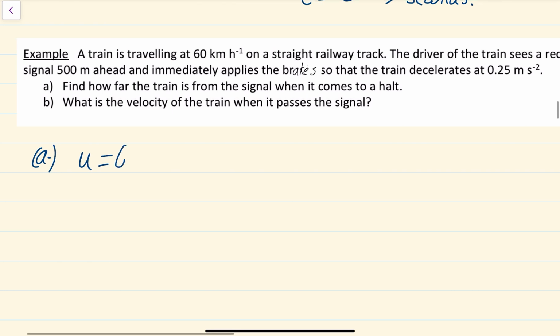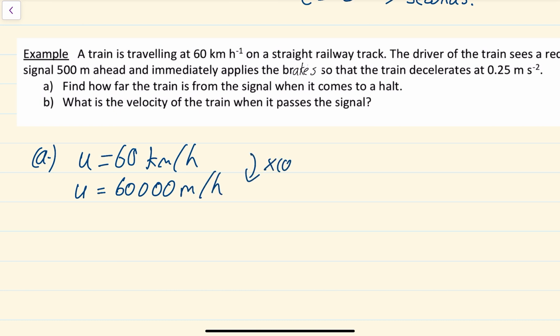My velocity was 60 kilometers per hour. Let's get this into SI units, so that means meters per second. If I go 60 kilometers per hour, I go 60,000 meters per hour. So what I've done here is I've multiplied by 1,000. And then I'll go into meters per minute. You'll go 60 times less in one minute, so that's going to be 1,000 meters per minute.